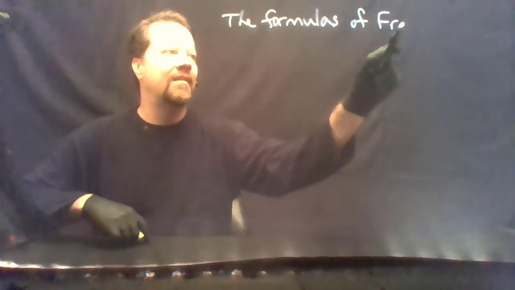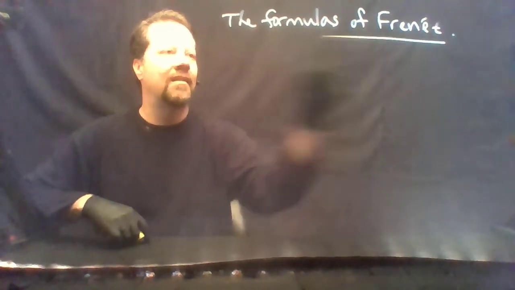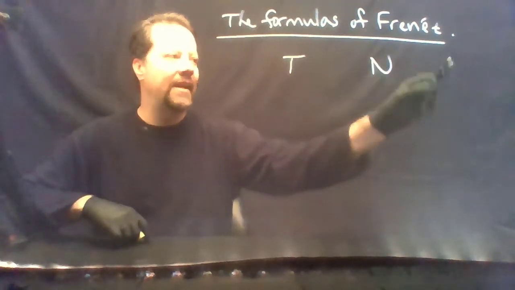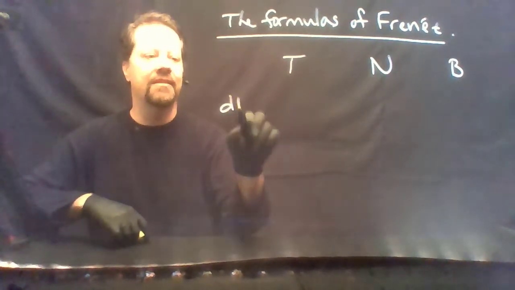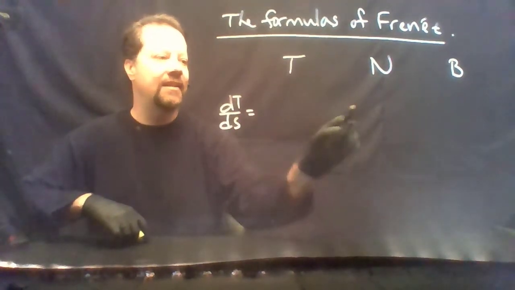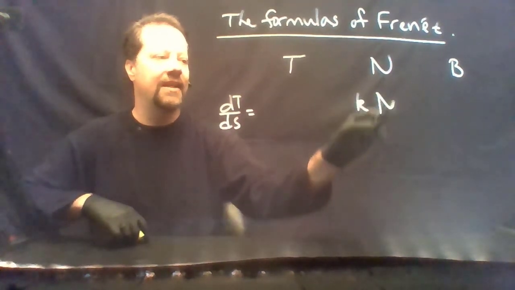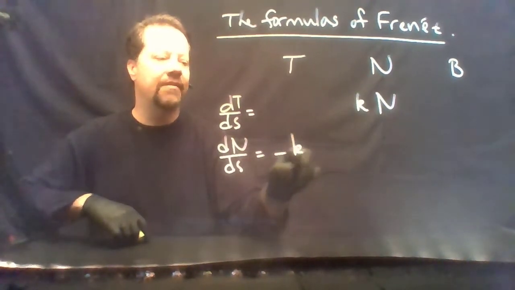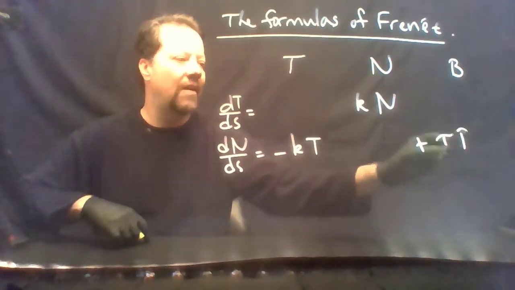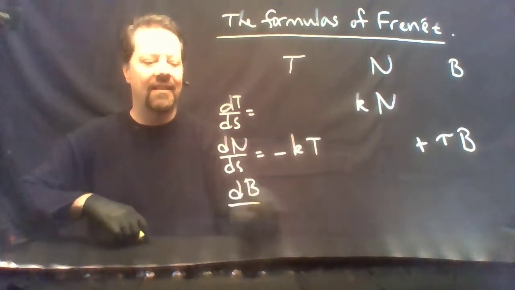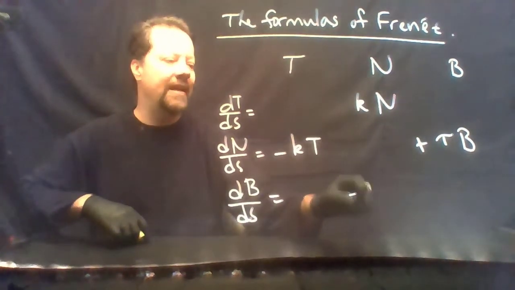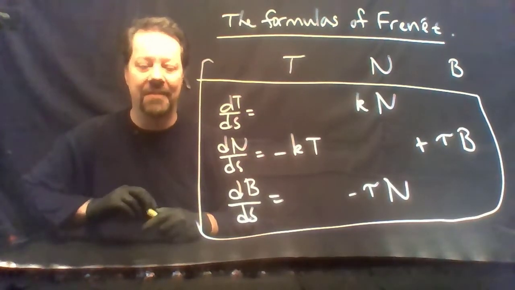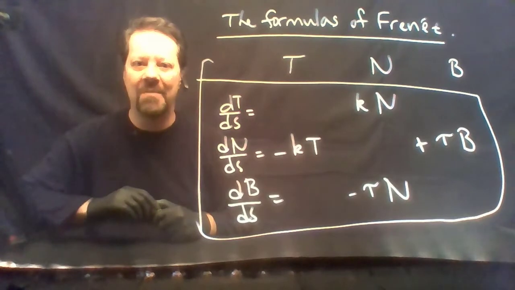So, I'm going to write the formulas of Frenet. I'm going to have a T column, an N column, and a B column. First, dT/ds is the curvature times n. dN/ds is minus the curvature times t plus tau times b. And dB/ds is minus tau times n. This gives us all of the formulas of Frenet in a form that is easy to remember.